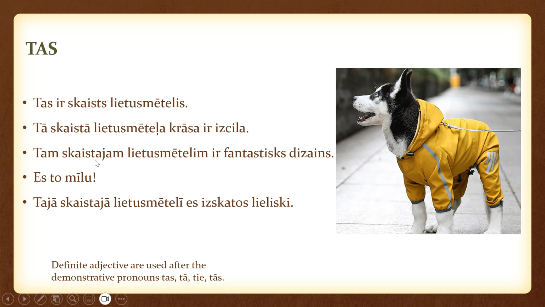So this beautiful raincoat has a fantastic design. I love it. Yeah, but in English we have a tendency to use "I love it". Tajā, in that beautiful raincoat, I look great or fantastic. So, look at the adjectives and the demonstrative pronoun. So, if you're a more advanced student, you can learn a lot about definite adjectives here as well, I believe.